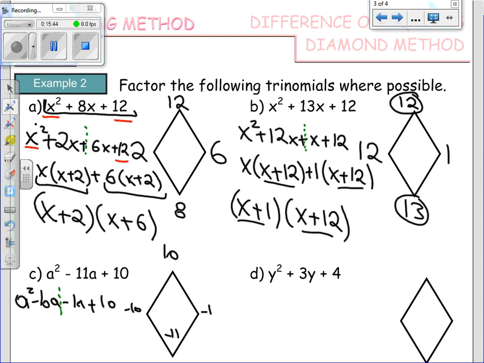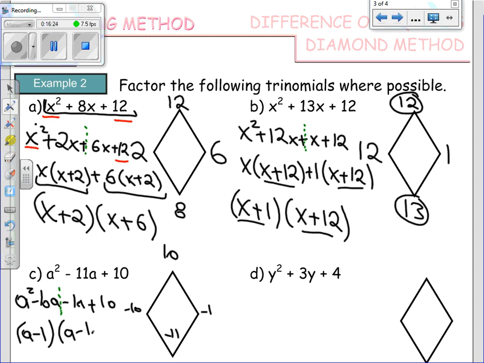What do you factor out of the next one? Negative a. Can you take a negative a out? Nope, there's no a in this 10. Negative 1, yeah. You have to take out a negative 1. Then we're left with a minus 10 on the other side. So your final answer should be a minus 1 multiplied by a minus 10.